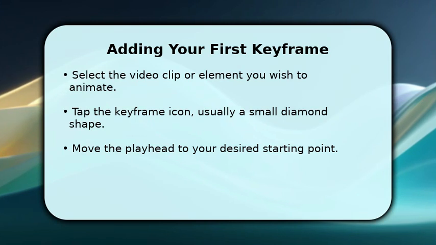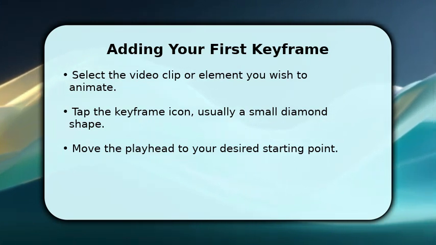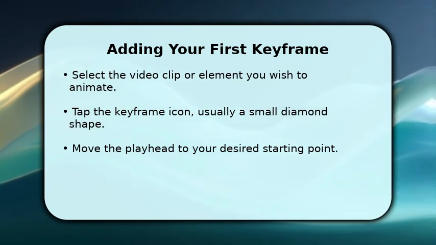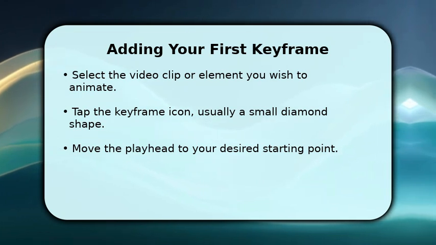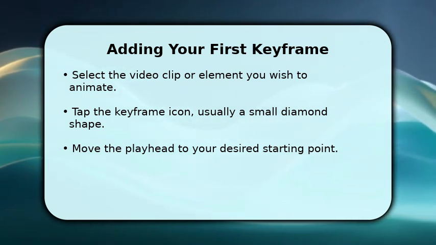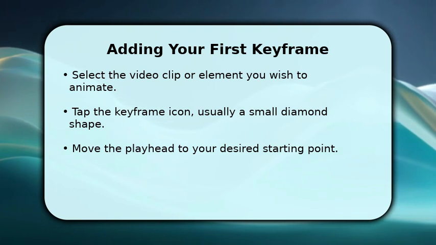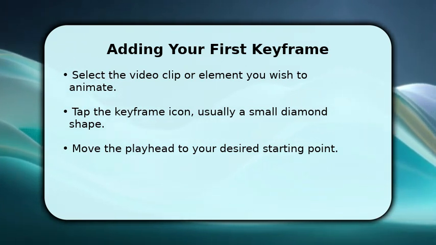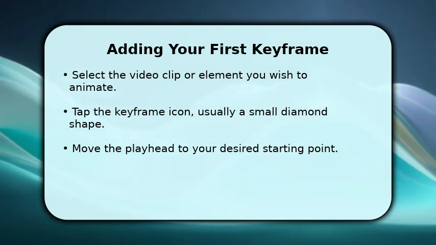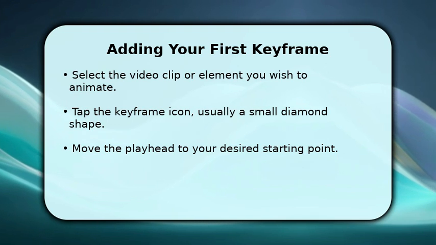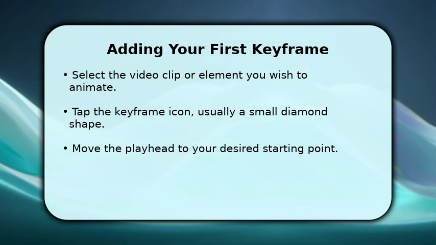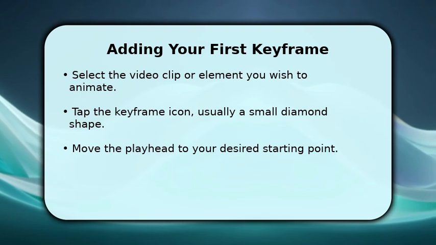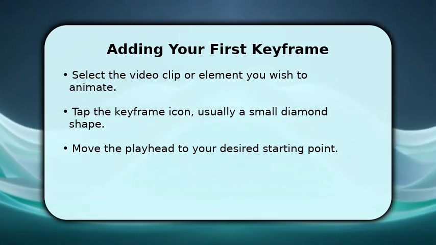To begin, select the video clip or image you want to animate within your VITA project. Next, locate and tap the keyframe icon, which often looks like a small diamond. This action places your very first keyframe at the current playhead position. Now, move the playhead to your desired starting point and adjust a property, such as the element's position or size, to set its initial state for the animation.